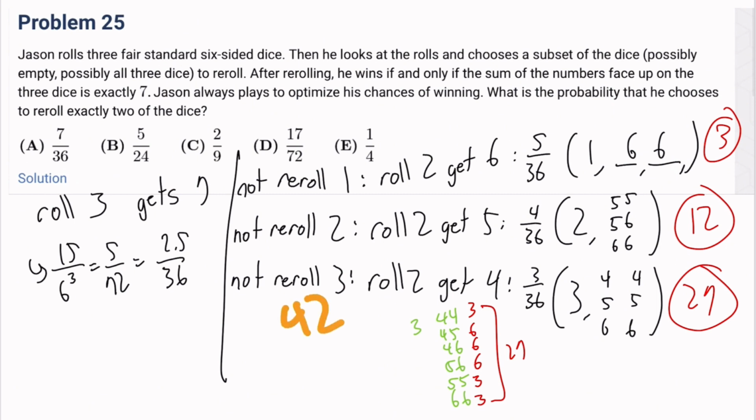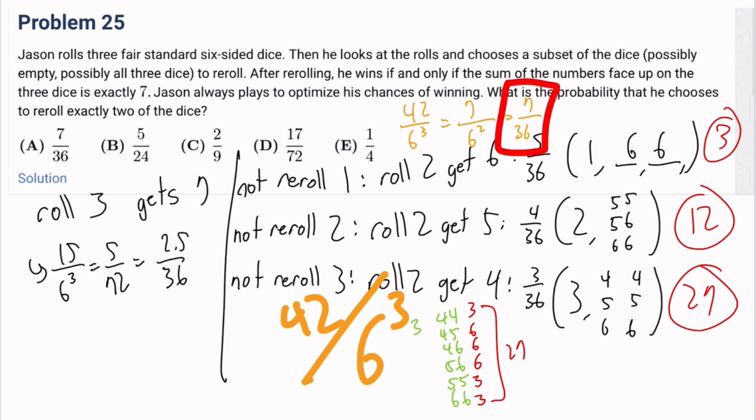And it asked for the probability, and so exactly 2 of the dice. So this is 42 all over 6 cubed, right? Because he rolled 3 dice at first. So 42 over 6 cubed is equal to 7 over 6 squared, so this is 7 over 36. So 7 over 36 is the answer. It's A. So that was it for AMC 10B from the year 2020, and thank you for watching.